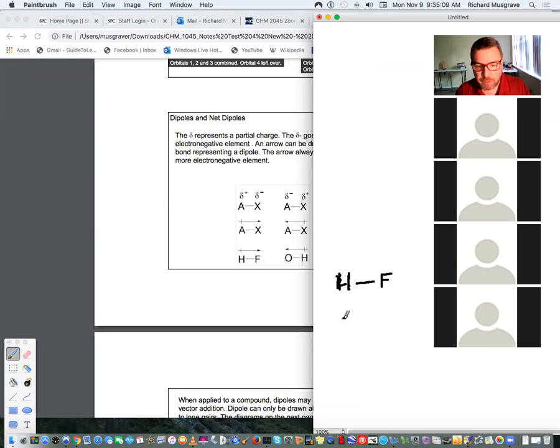And what that means is if we were to draw what the bond looked like, it would look kind of like this. There's two electrons in that bond, and because F is more electronegative than H, what we're going to find is that the electrons overall are going to be closer to the F than they are to the H. This is what creates the dipole, the fact that the electrons are closer to one element than the other.